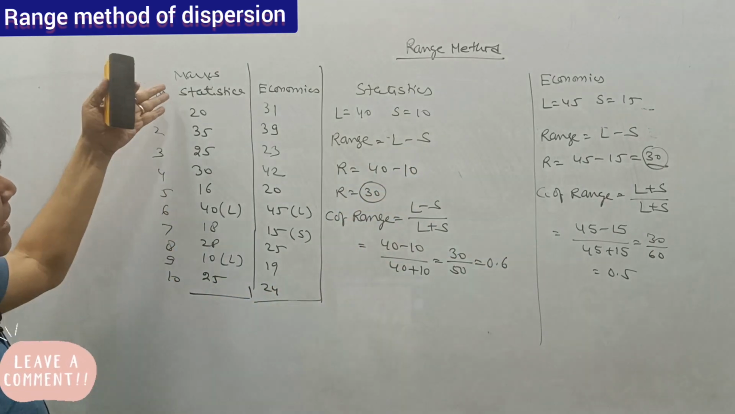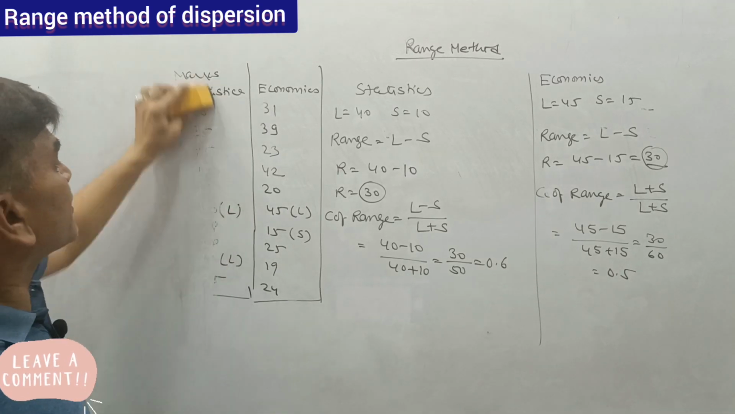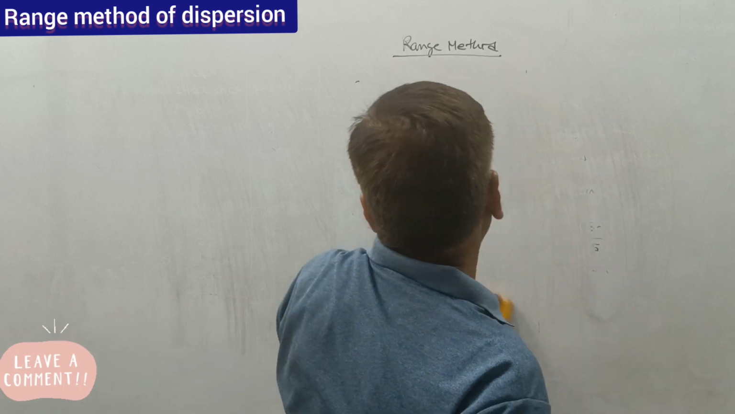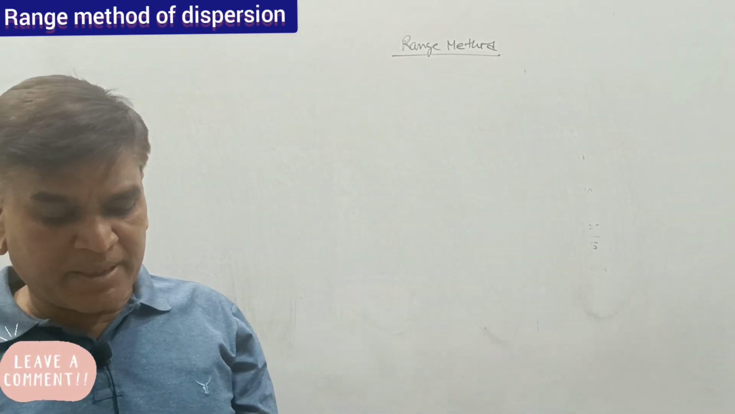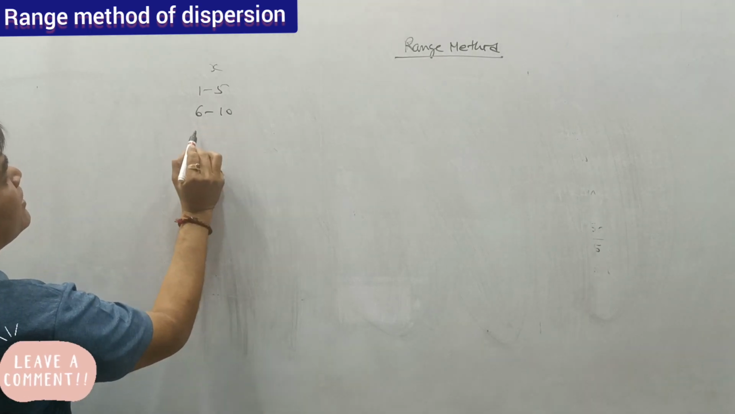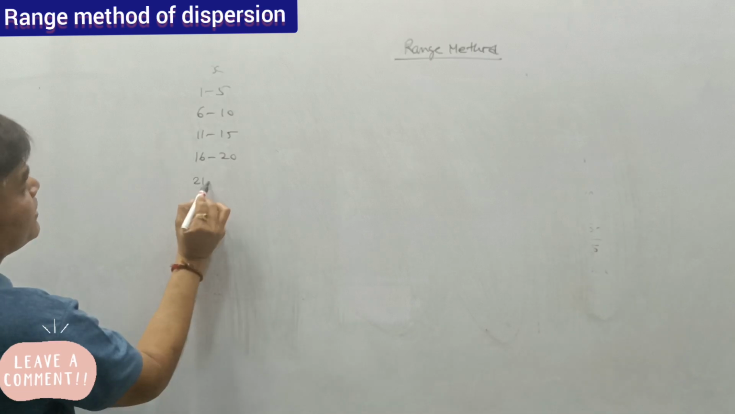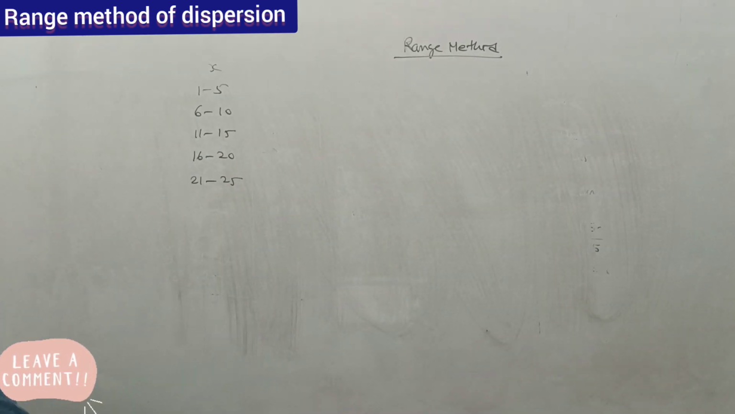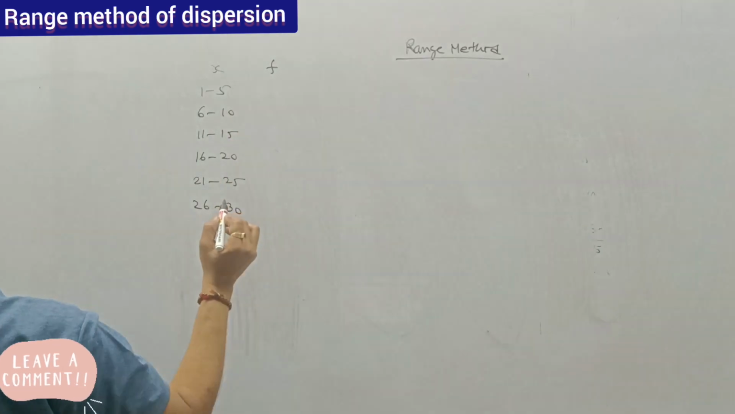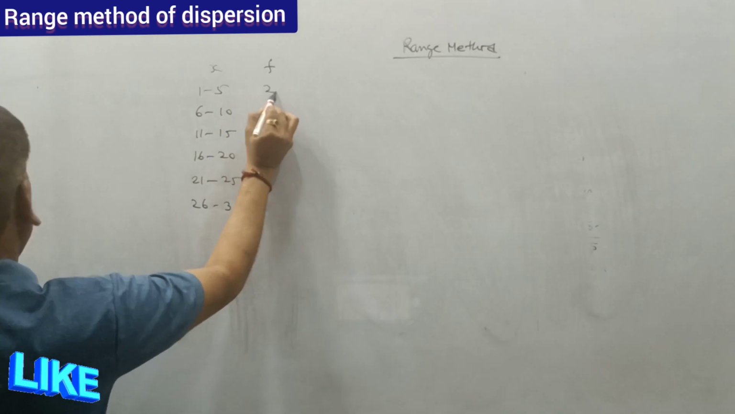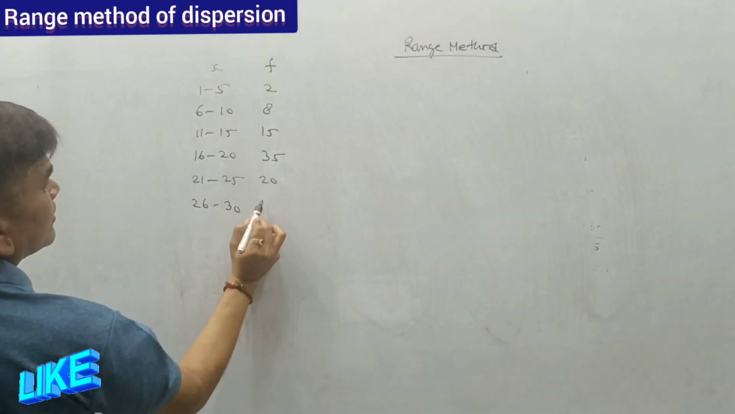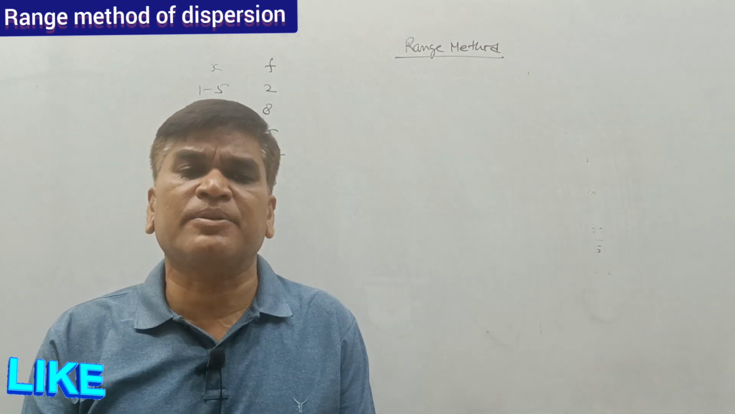Okay, so this was the case of an individual series. Now we have a different question for calculating the range. If a continuous series is given, how can we calculate the range value? Another question of the range method: we have the class interval x: 1 to 5, 6 to 10, 11 to 15, 16 to 20, 21 to 25, and 26 to 30. The frequencies given are 2, 8, 15, 35, 20 and 10. So it's a case of continuous series.